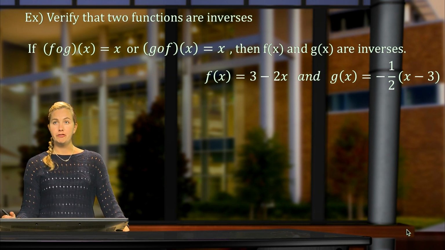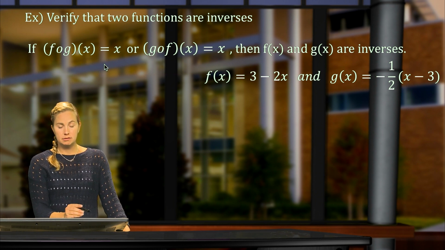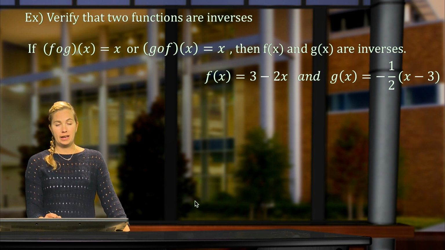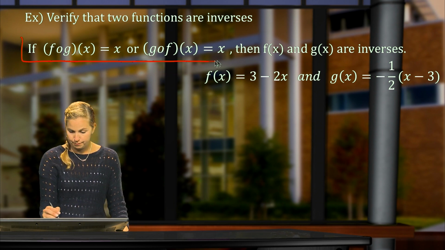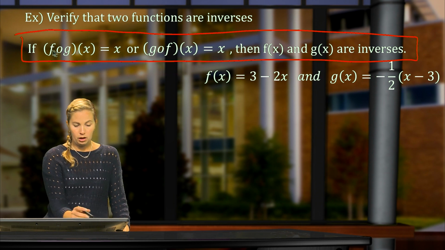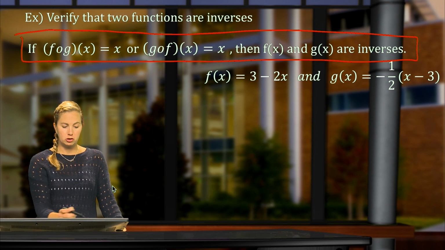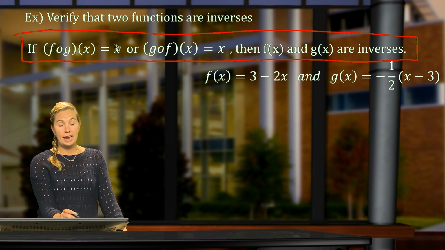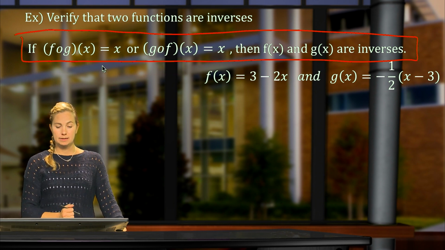To verify that two functions are inverses, if I have f of g of x equals x or g of f of x equals x, then I know that f of x and g of x are inverses. Recognize these statements. We're talking about the composite function. If you take the composite function of f and g and you get x when you simplify, that tells me that f of x and g of x are inverses.